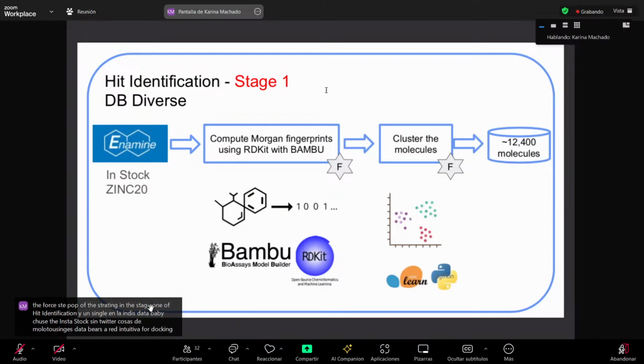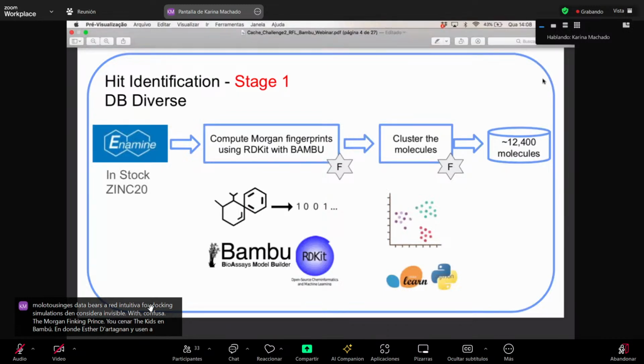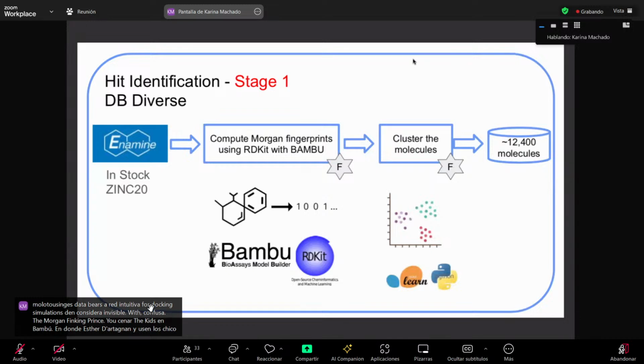Then, considering these molecules, it was around 4 million molecules. We computed the Morgan fingerprints using RDKit and Bamboo. After that, we clustered these structures using a hierarchical clustering algorithm. And after that, we obtained around 12,400 molecules that we considered a database of diverse molecules with differences between them.